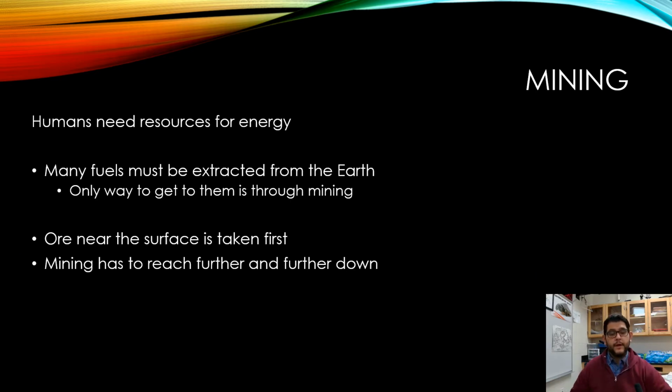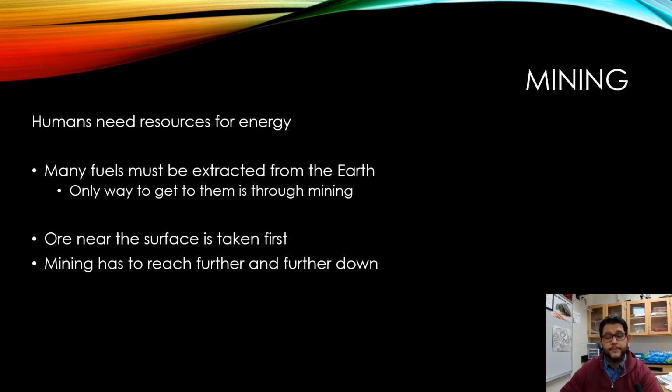Okay, so we've been talking about a little bit of energy and land use in some of these Unit 5 topics. But one thing to remember is that we need to have resources to get energy. We have to be able to move around, we have people to feed, and that's going to require energy of itself, and then of course manufacturing. So we have to extract a lot of those from the earth. The best way to get to them, or at least the most efficient way right now, is through mining.